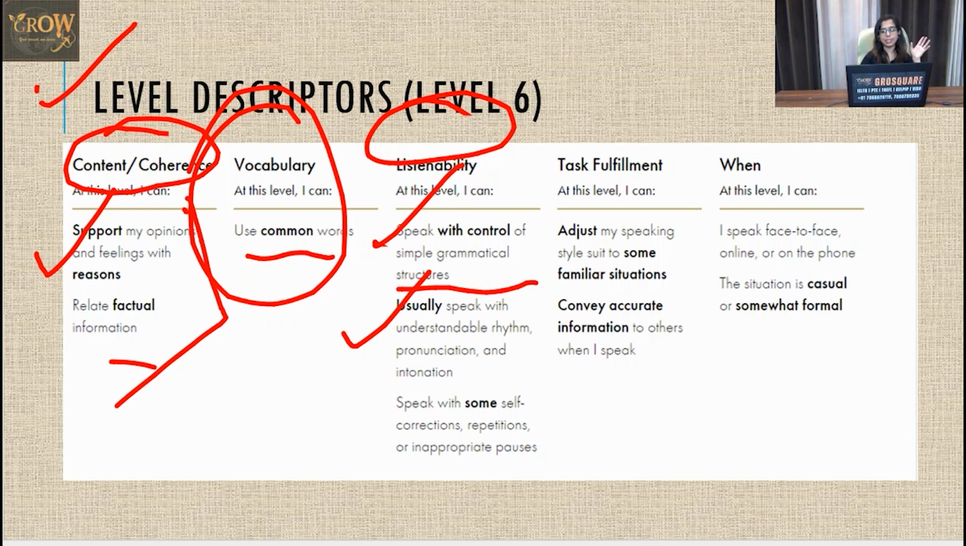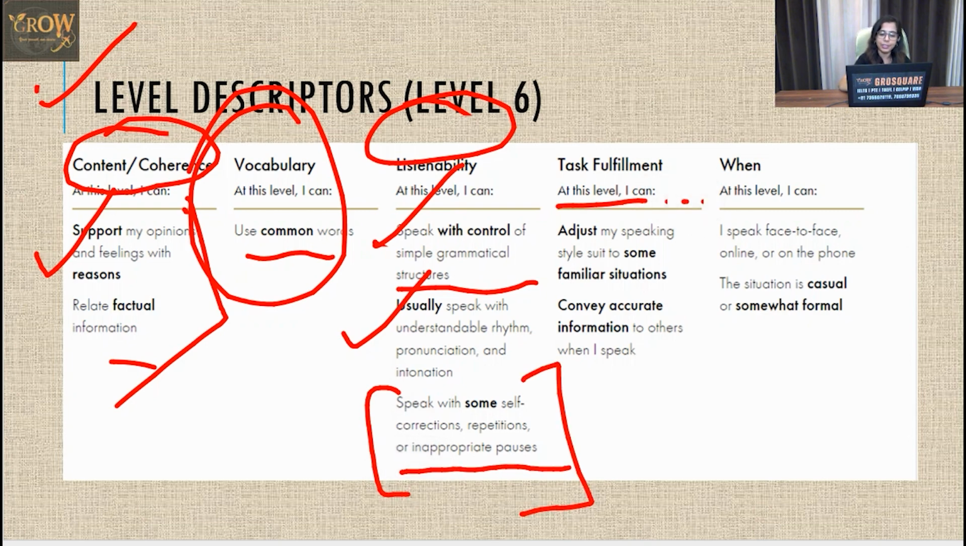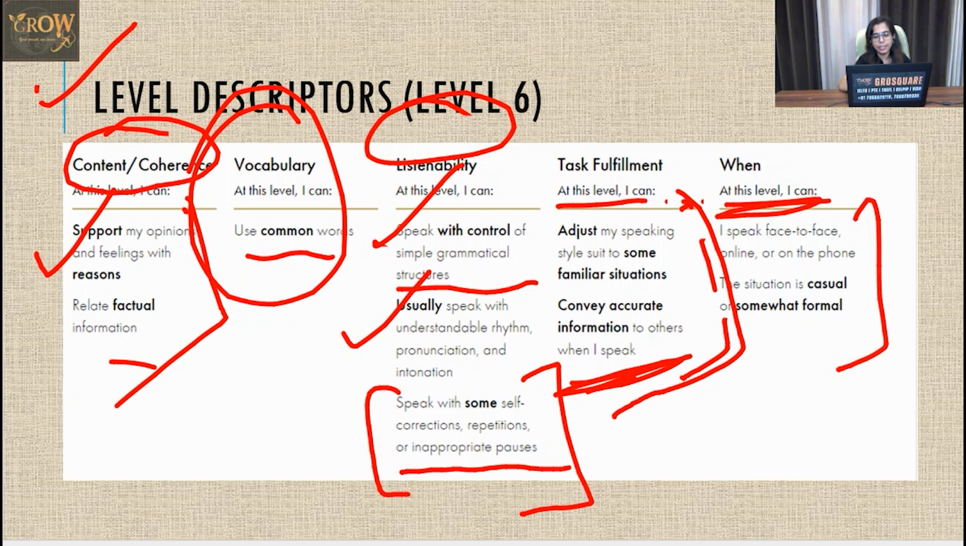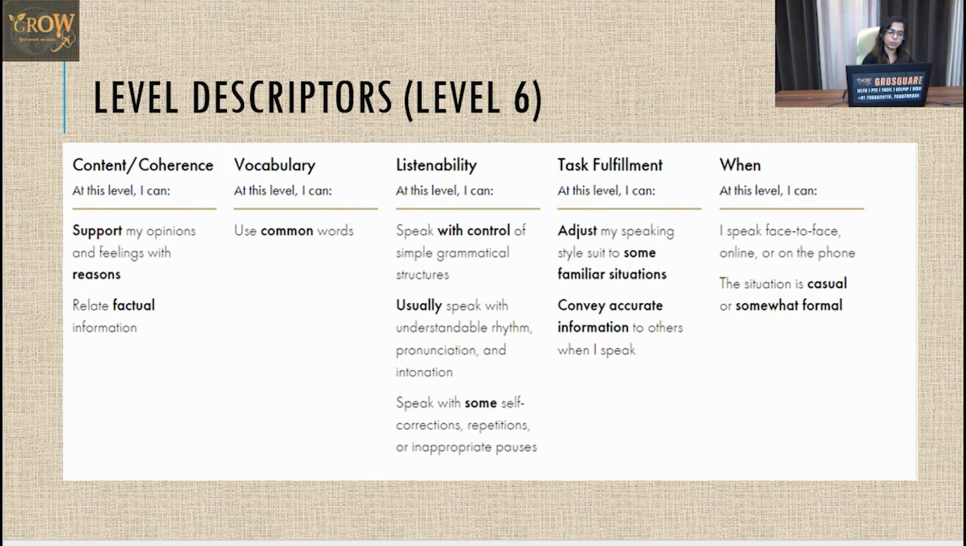That means for 6 as well, you should have a very perfect grammatical structure. Although it is simple, it should be correct and accurate. Some would speak with some self-corrections, repetitions or inappropriate pauses, so these kinds of things can be there. At this level, I can adjust my speaking style to suit some familiar situations and convey accurate information to others when I speak. At this level, I speak face to face, online or on the phone, and the situation is casual or somewhat formal. So now let's listen to the next response, and what kind of answer it would be.